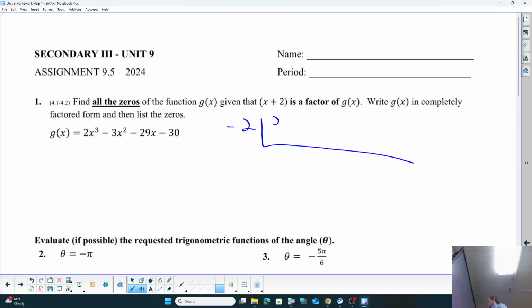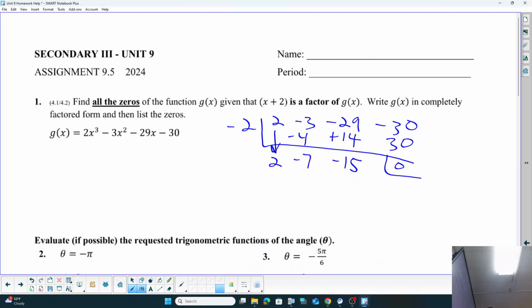So we go 2, -3, -29, -30, right? And then we bring down the 2 first. -2 times 2 is -4. We get -7. -2 times -7 is a positive 14. So -29 and 14 is -15. And -2 times -15 is 30. So we get a remainder of 0.